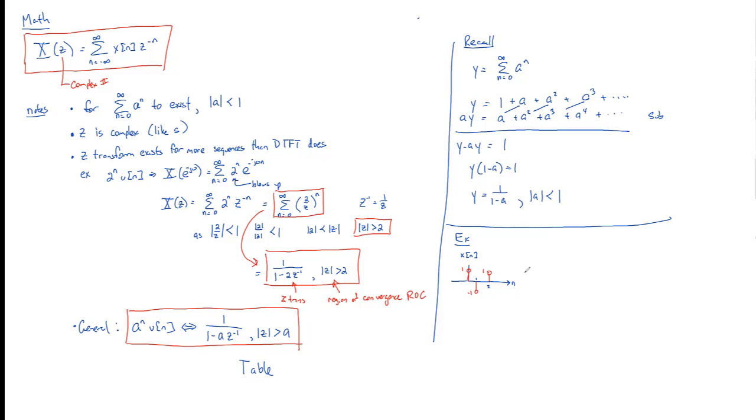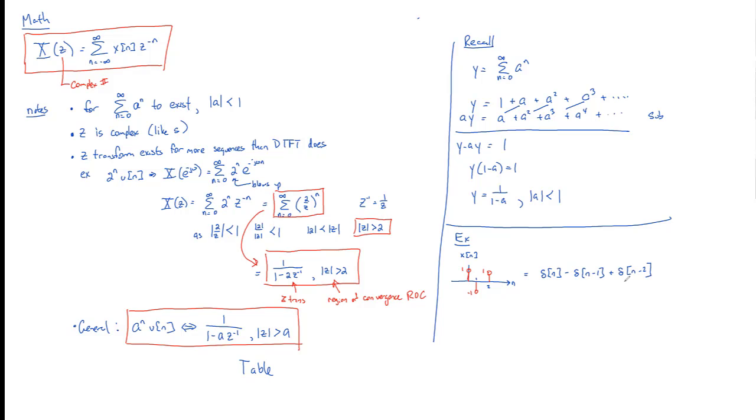And Eric, how would you write this as a sum of delayed and shifted impulses? It would be the impulse of n minus impulse of n minus 1 plus impulse of n minus 2. Yeah, no problem. All right.